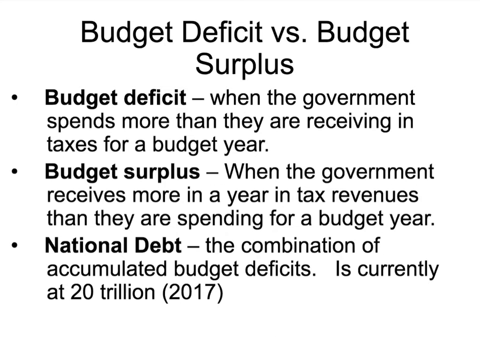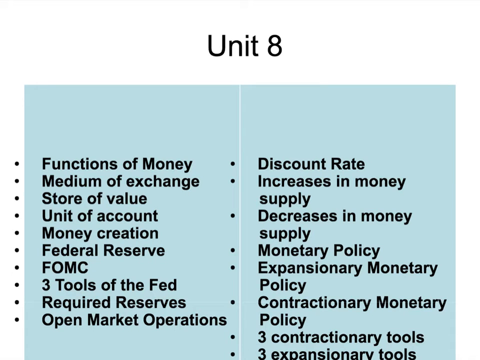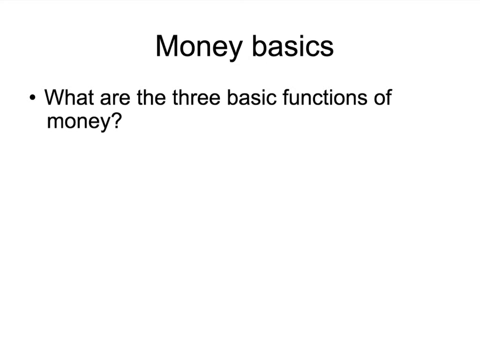Next. So in fiscal budgeting, we can either have a surplus, a deficit, or a balanced budget. So a deficit means the government spends more than they receive in taxes, a surplus is the opposite, and debt is the accumulation of all of the previous deficits. Then we got into money, banking, and the monetary policy agents. First question.